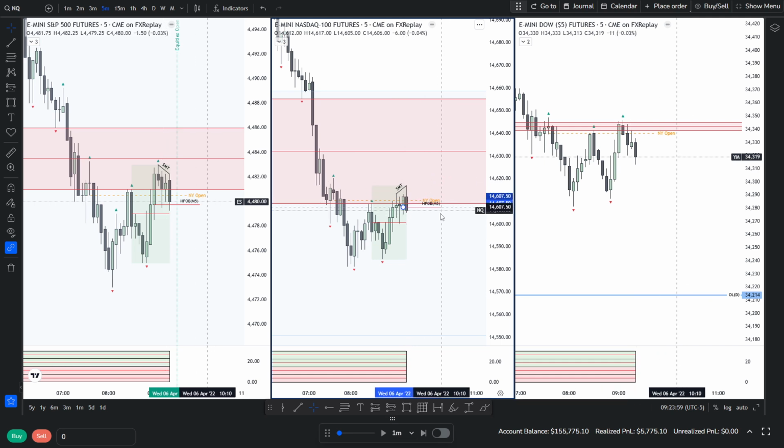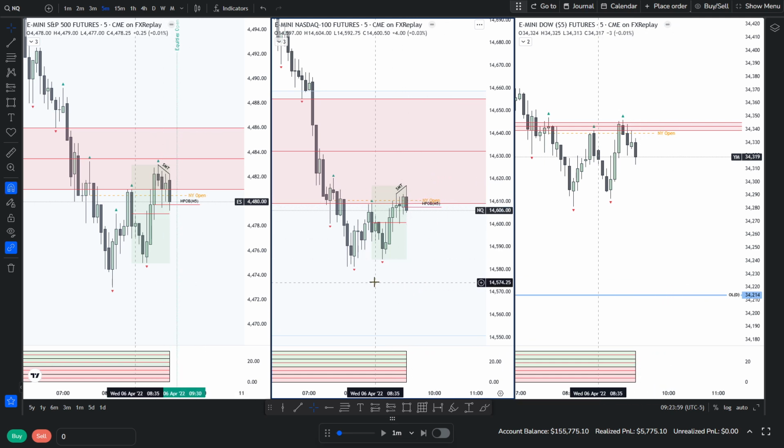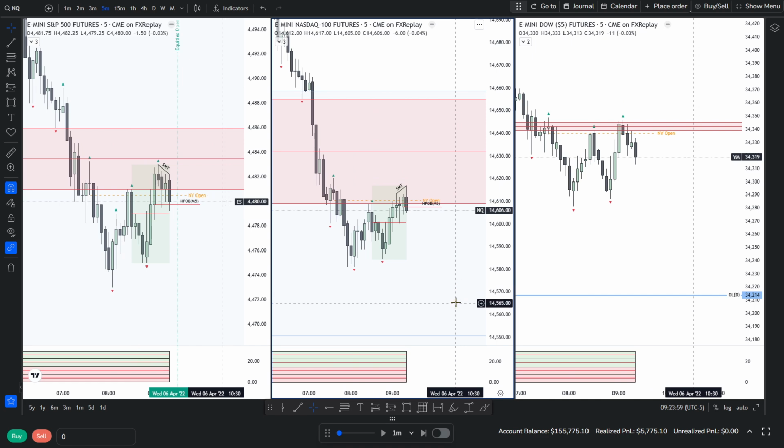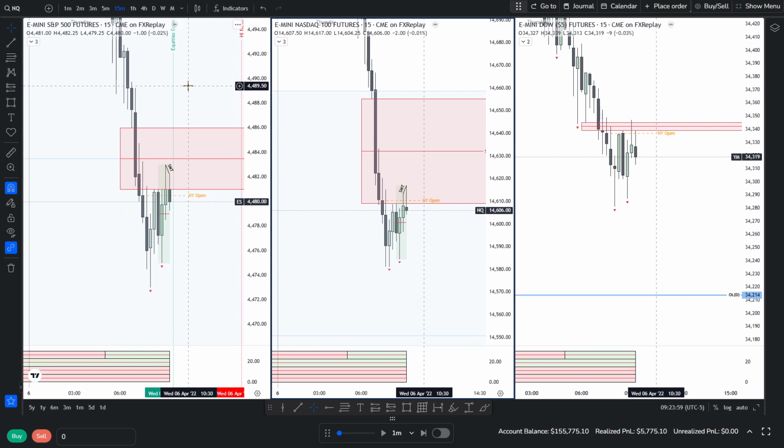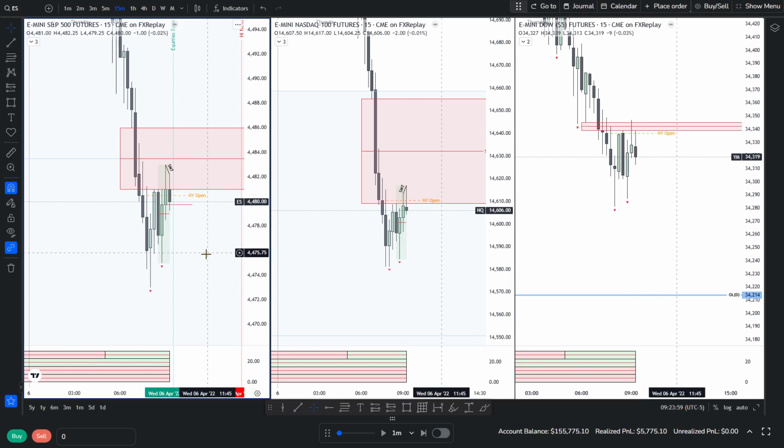So that would be that one there. Took out short-term highs. Okay. So, and then on the M15, I'm also monitoring. I'm just going to put a marker on this one. Just want to monitor that level there.